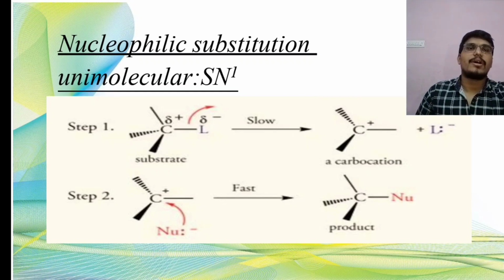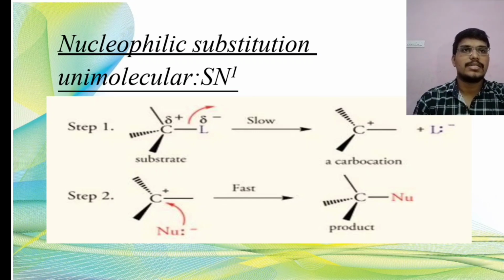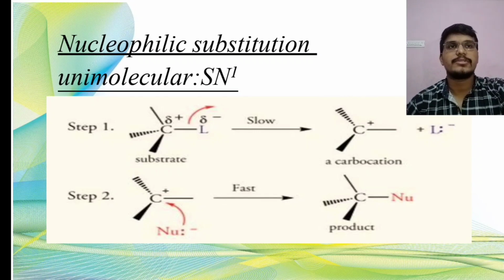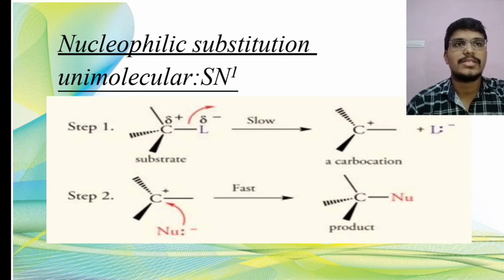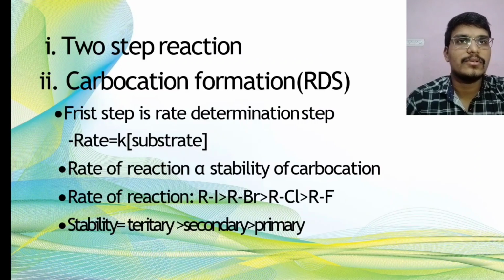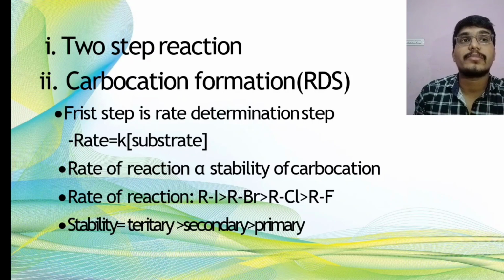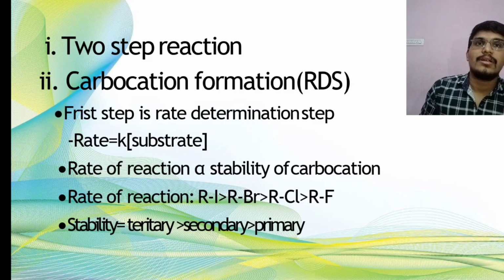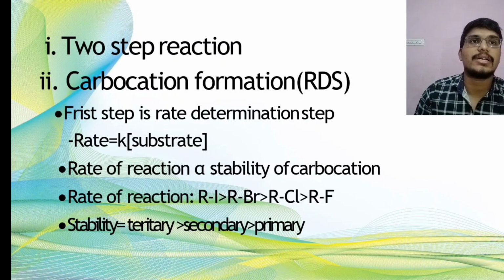The nucleophile can attack on both sides of the carbon, either the left side or the right side. So it forms enantiomers. The stereochemistry of SN1 reaction products is a racemic mixture, with retention and inversion. Carbocation formation is the rate-determining step. The rate of reaction is directly proportional to the stability of the carbocation. If the carbocation is tertiary, then it is stable.